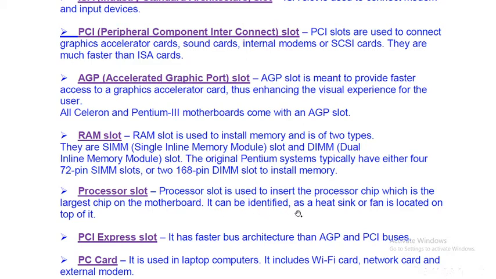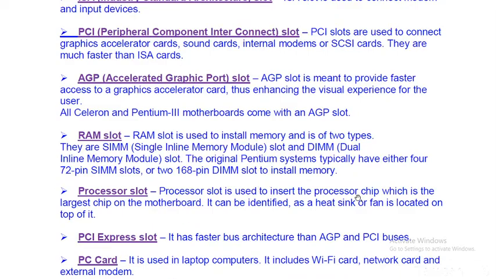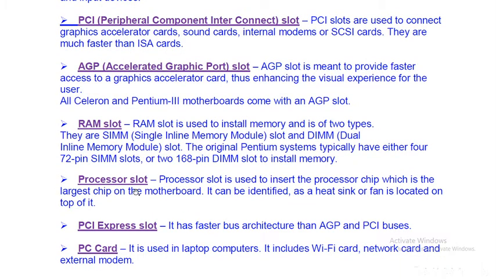It can be identified by the heat sink or fan located on top of it. We place a heat sink on top of it because it produces an enormous amount of heat. In order to cool it, we require a heat sink. So that is the processor slot.